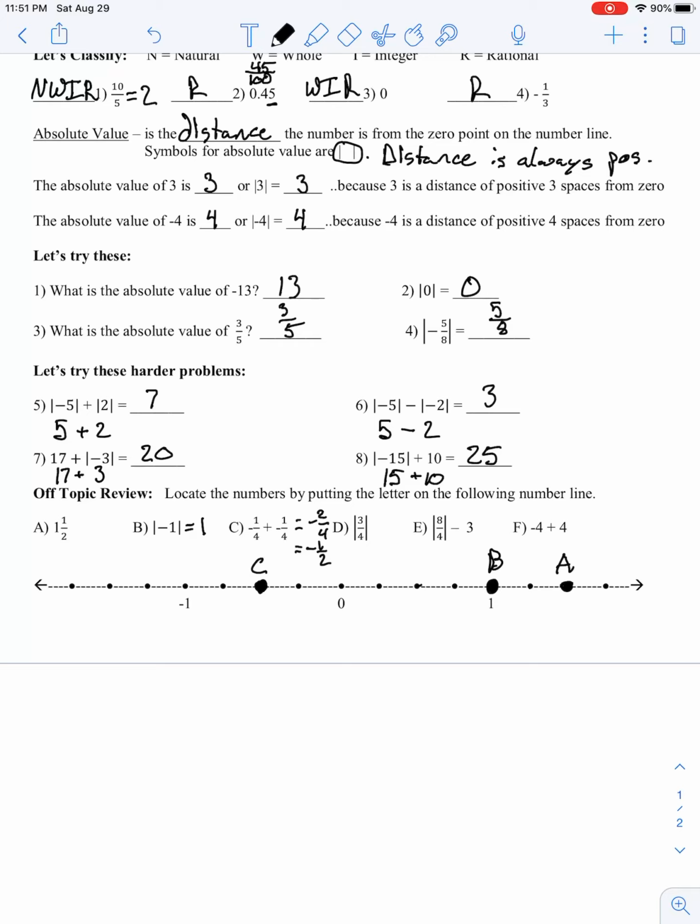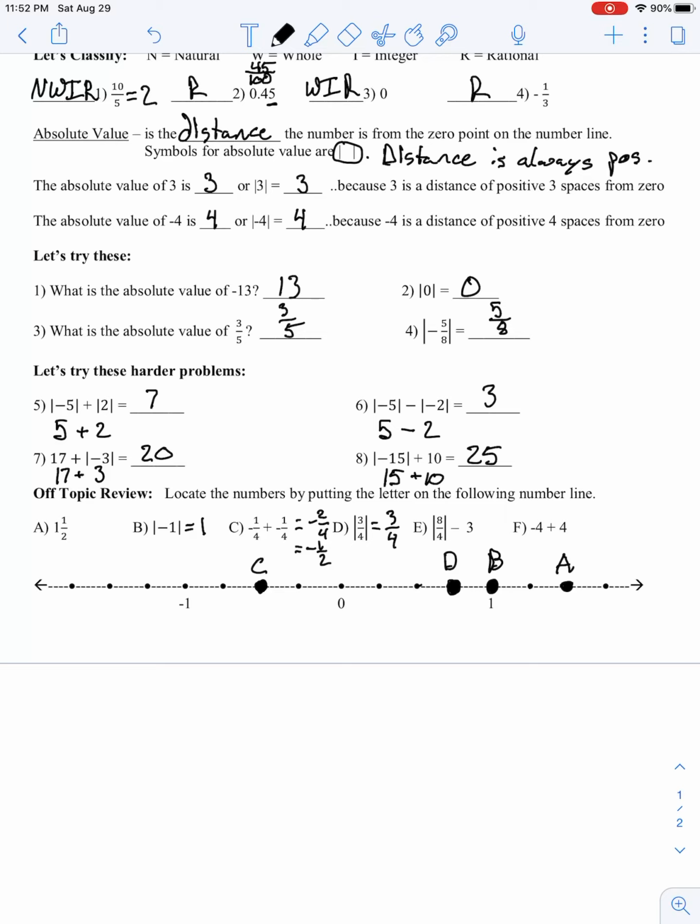So now it's just all about remembering how many of these dots equals a whole, and we notice it's 4, so the absolute value of 3/4 will be 3/4, and that's going to be 1, 2, 3 of these fourths away from 0. So that's going to be our point D.